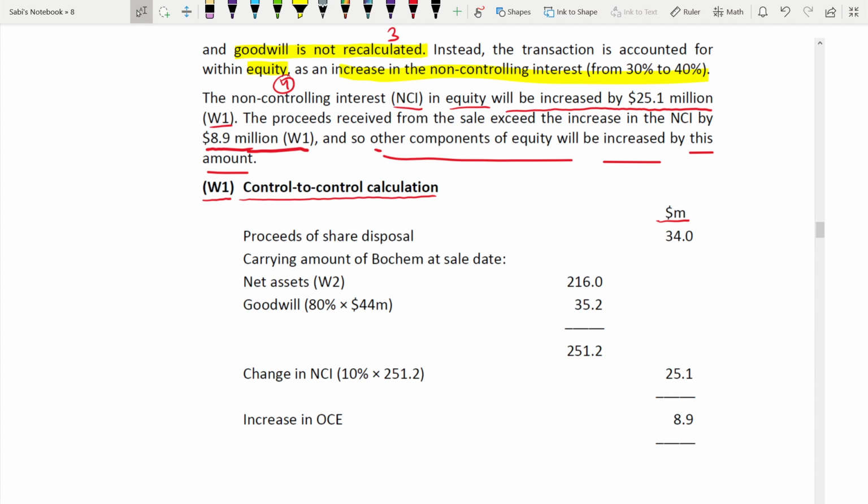You are finding the change in NCI. To find the change in NCI, please note that this is the pro forma. Learn this pro forma. You can even learn it by heart. First is the proceeds, then carrying amount. You deduct the net assets and the goodwill from the proceeds. That's how you get the change in goodwill. So proceeds is 34 million. It is written 34, 34 means 34 million. You read it as 34 million.